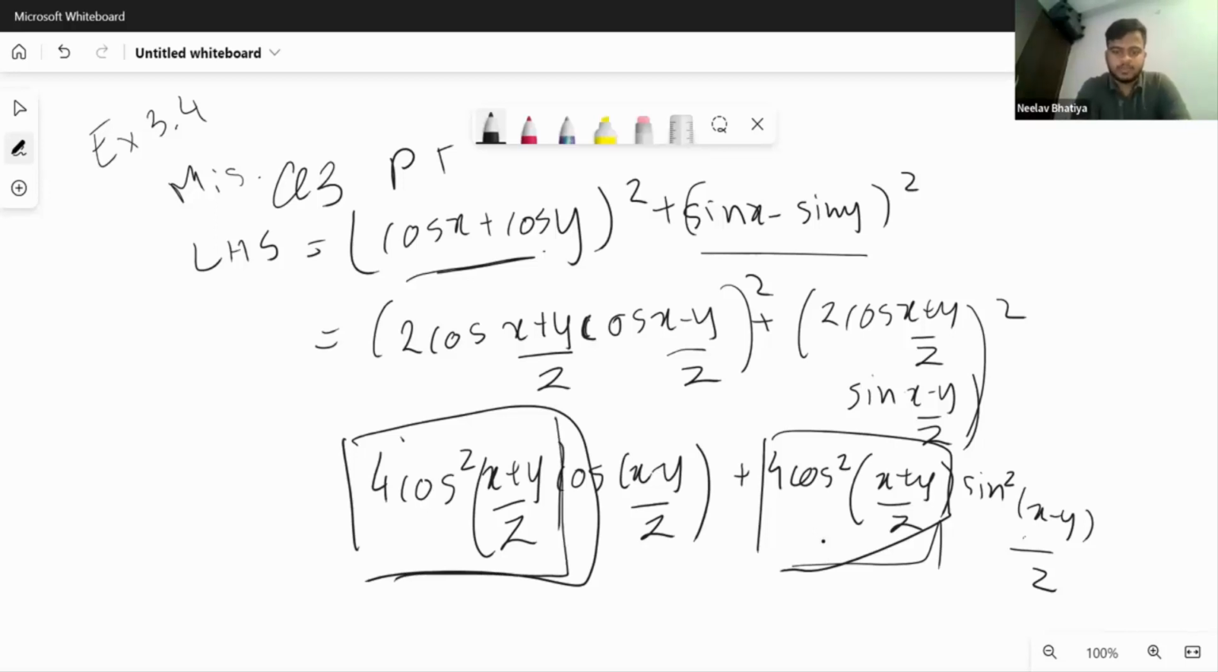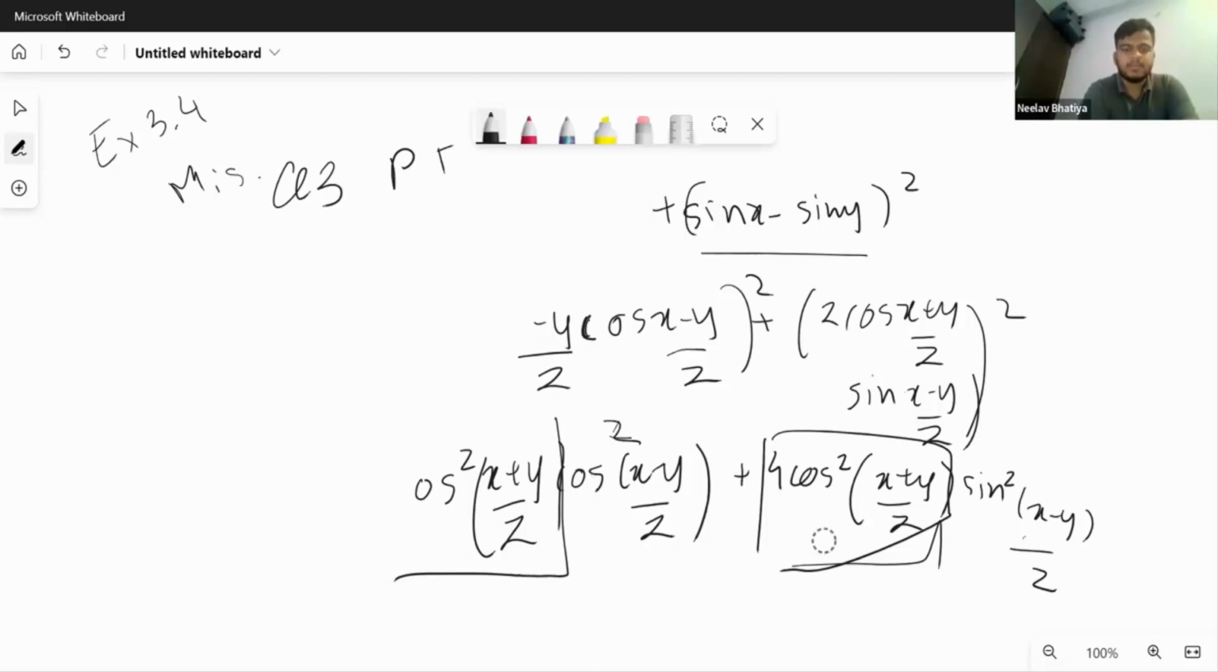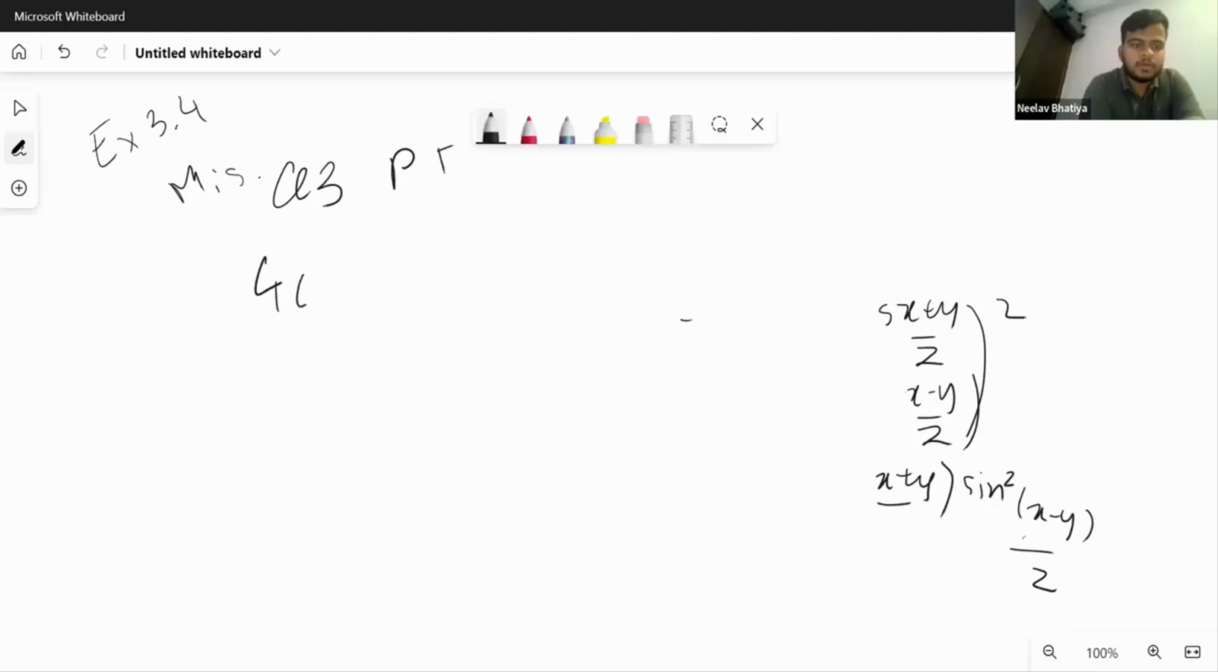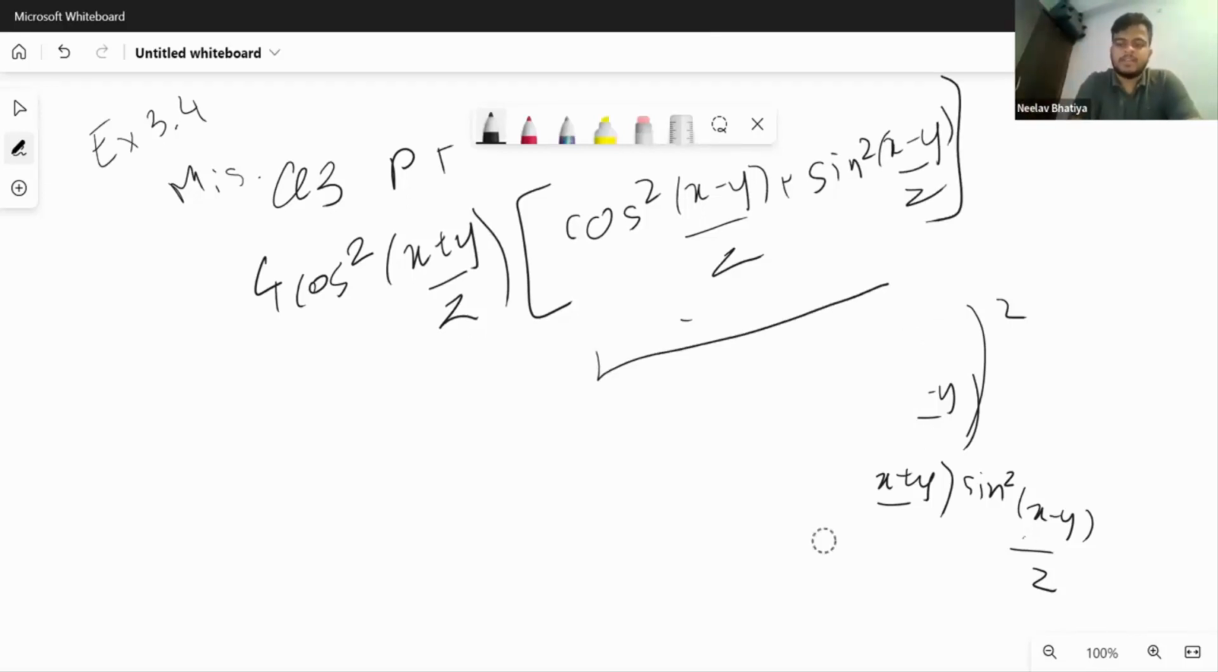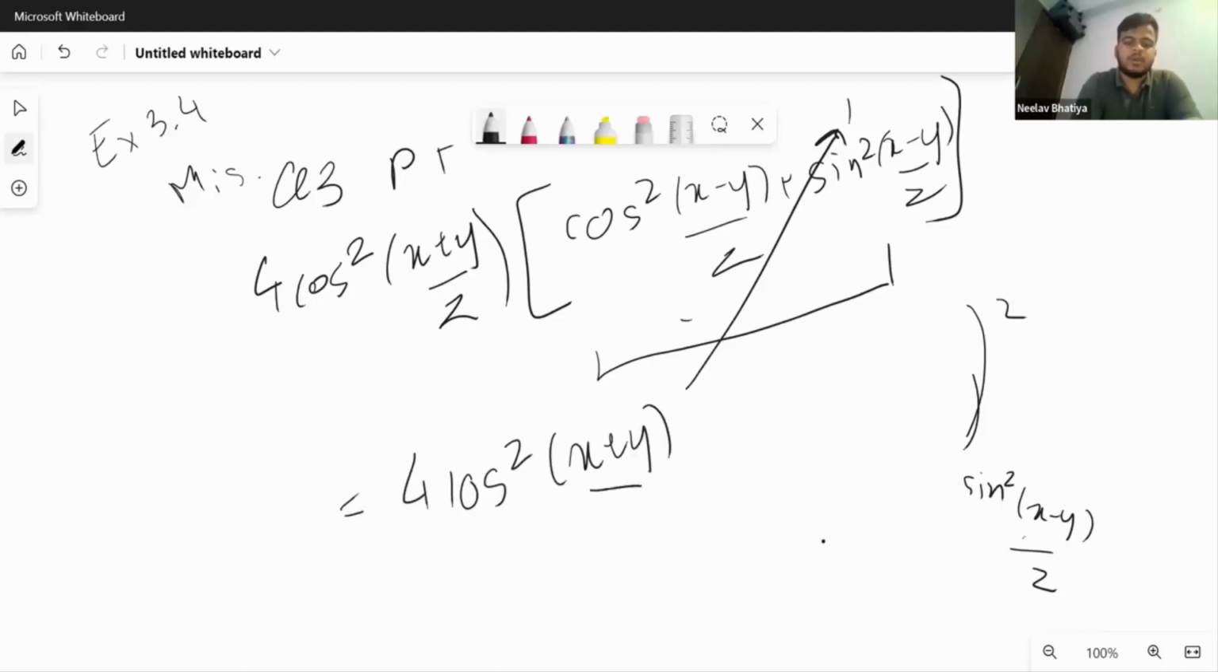So this term, if you see it properly, could be taken out common from both these two terms, right? So when I do that, what do I get? Let's try and write that. Just remember this. I get 4 cos square x plus y by 2 as common. In the bracket, I get cos square x minus y by 2 plus sin square x minus y by 2. This term right here is an identity: cos square theta plus sin square theta equals 1. So this can be written as 1. And so the LHS that we get is 4 cos square x plus y by 2. That is equal to our RHS as well. And hence the question is proved.